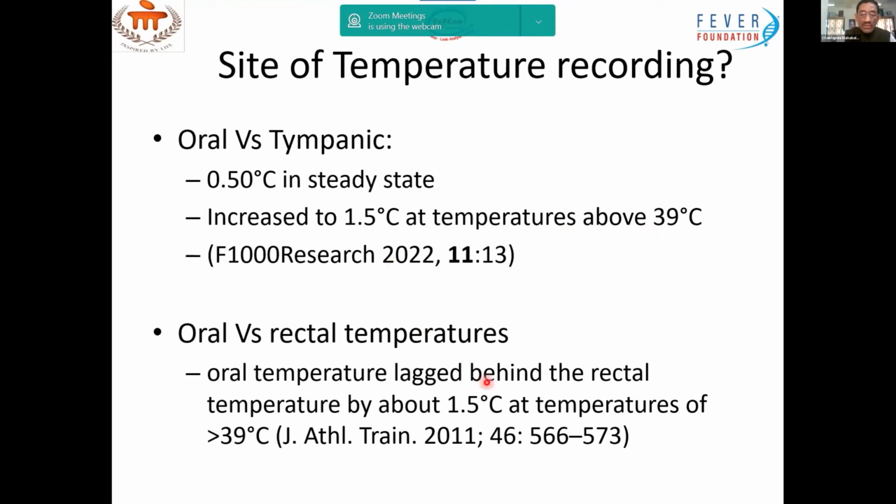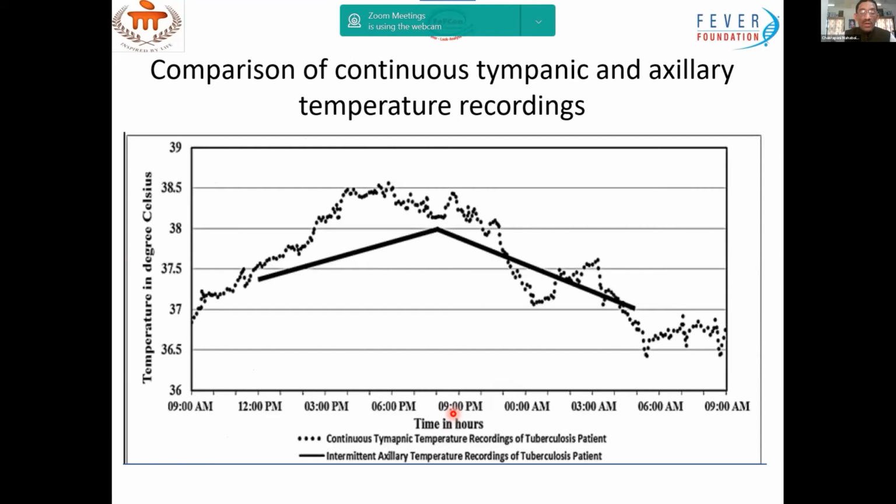Another study which was reported earlier compared oral temperature and rectal temperature, and they also came to a similar conclusion. At high temperatures of more than 39 degrees centigrade, there is about 1.5 degrees centigrade difference between the oral temperature and the rectal temperature. So briefly, what it means is that whenever there is a doubt regarding hyperpyrexia, we should go for appropriate core temperature, either the tympanic or the rectal temperature recording.